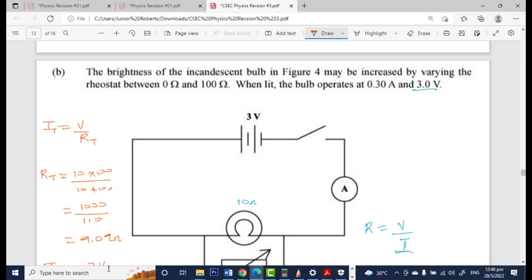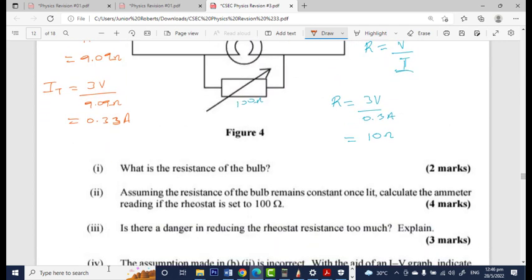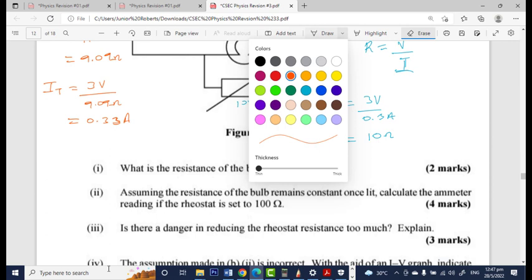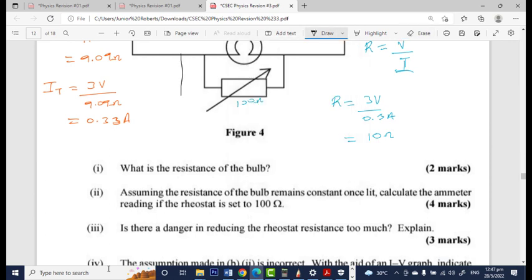Let's go again. The brightness of the incandescent bulb in figure 4 may be increased by varying the rheostat between 0 ohms and 100 ohms, right? So what's the lowest the rheostat can go to? 0 ohms, right? So let's say we reduce this rheostat to 0 ohms. What it will simply mean is that we would just have a single piece of wire, just one straight piece of wire from here to here.